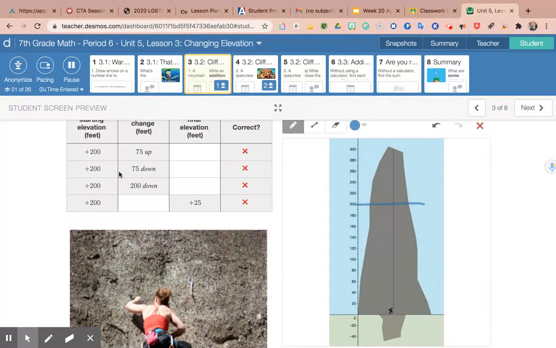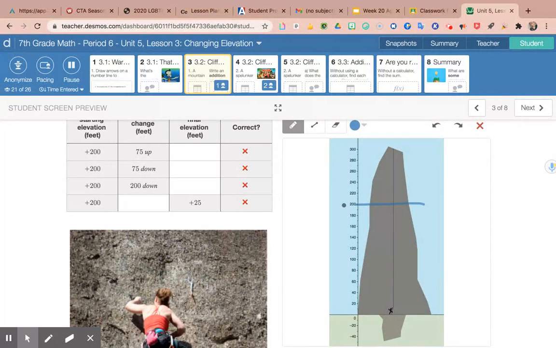So starting at positive 200, up 75. So I'm going up 75. So I'm going to be bigger. I'm going to add them. I'm getting bigger. So add them together. You'll put your answer here. If I start at 200 and I go down 75, so I'm getting smaller. So take it away. So negative 75, it's like subtracting.